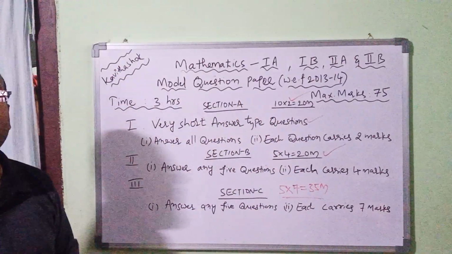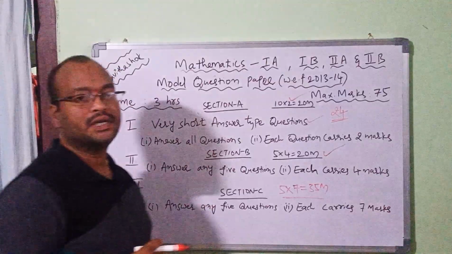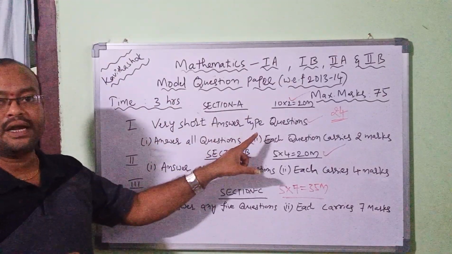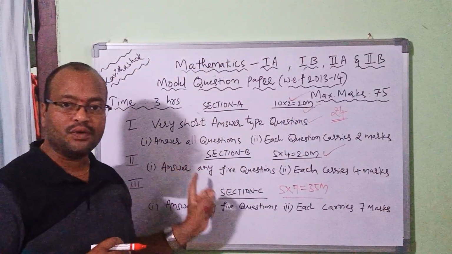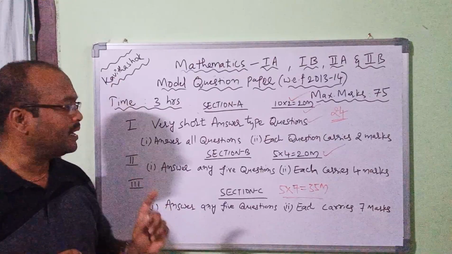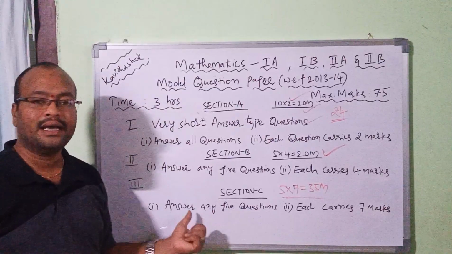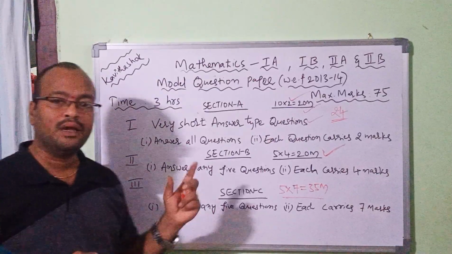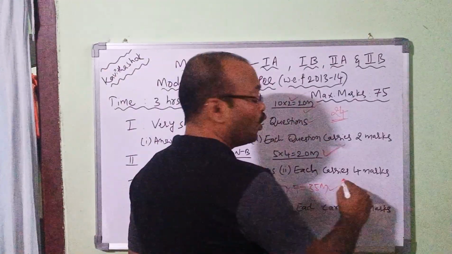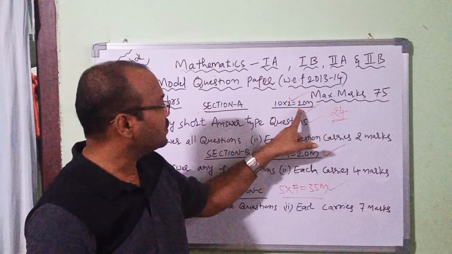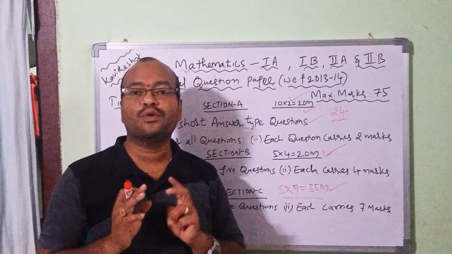So the total question paper contains 24 questions. In those 24 questions, 10 are compulsory questions. We have to write each and everything. 10 into 2, 20 marks. In the second section, 7 questions are there, 2 will be choice. We have to attempt 5 questions. 5 into 4, 20 marks. And in section C, again 7 questions are there. We have to attempt only 5 questions. So again 5 into 7, 35 marks. So how many questions will we write here? 10 questions from here, 5 questions from here and 5 questions from here. Total we have to write 20 questions.